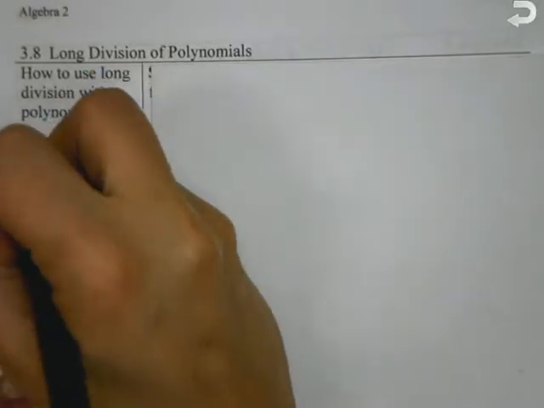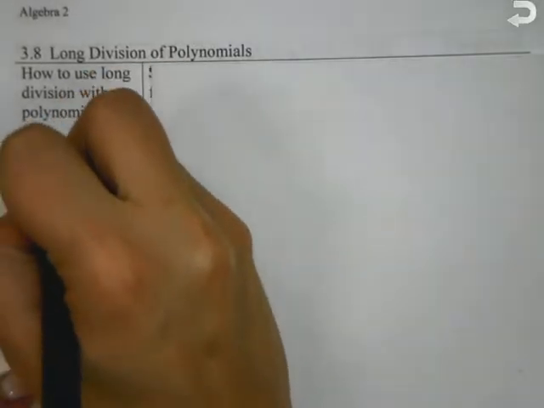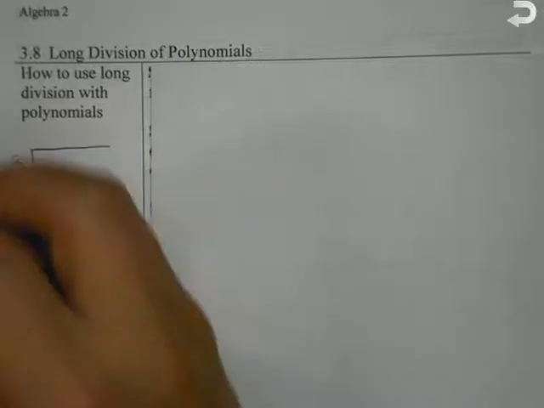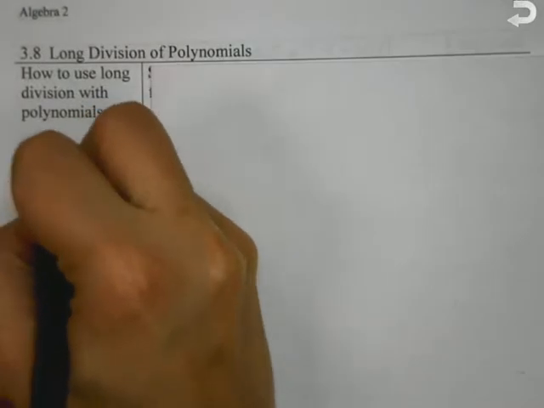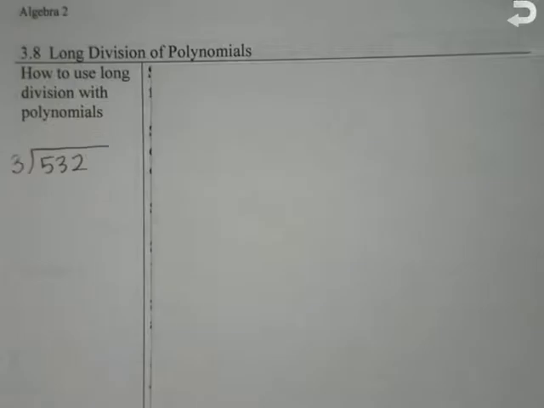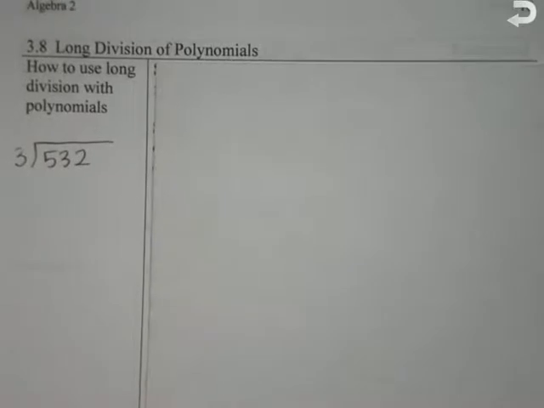3 goes into 532. Okay. So we're going to be doing this problem as you write the steps, because the steps for long division with polynomials are actually the exact same as the steps for regular old long division. We just have to worry about a little bit different looking numbers.